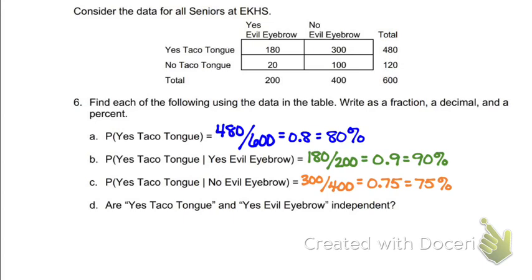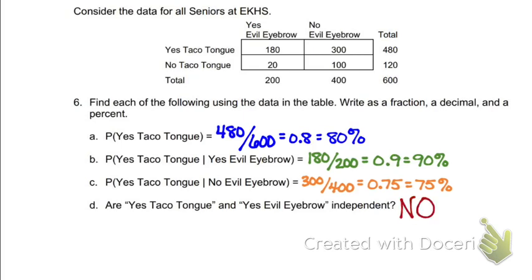Are yes taco tongue and yes evil eyebrow independent? Independent means knowing whether or not they can evil eyebrow gives me no good information to make a better guess about whether or not they can taco tongue. They are not independent. Which group is more likely to be able to taco tongue, the yes evil eyebrows or the no evil eyebrows? If you can evil eyebrow, you've got a better chance of being able to do this. You've got a 90% chance. They are not independent.